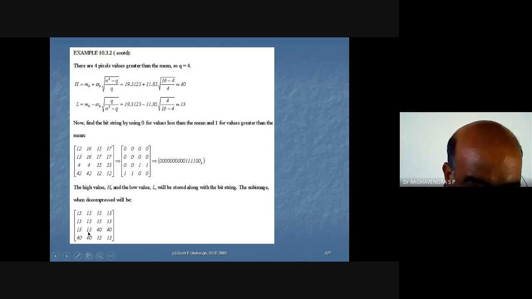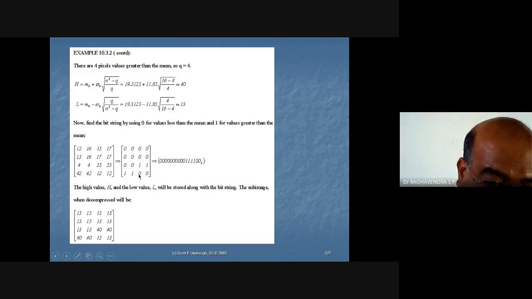Once it reaches the destination, we have to decompress it, decode it. So how do we decode? Wherever there is a 0 value, the low value will be substituted. What is the low value? 13. So wherever there is 0, put 13. Then wherever there is a 1, you substitute the high value. What is the high value? 40. Wherever there is 1, put 40.